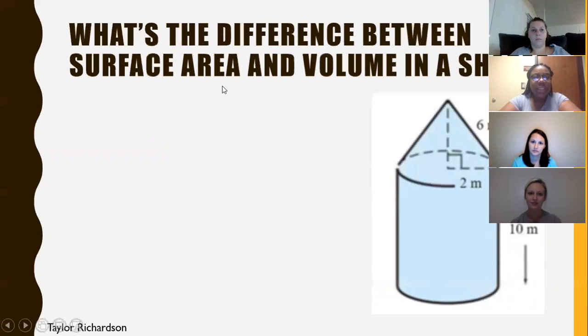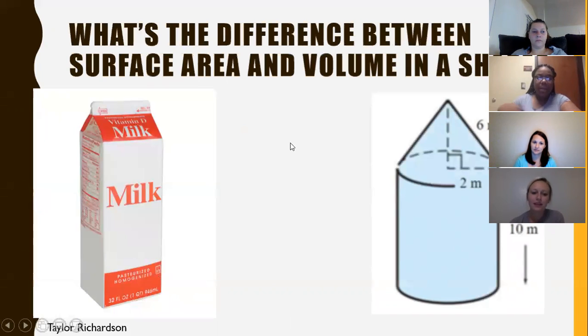Taylor, can you tell me what's the difference between surface area and volume in a shape? All this talk about volume and surface area can no doubt get confusing. That's why you want to be sure to recognize when a problem is talking about surface area versus when a problem is talking about volume. To put them into perspective, let's look at this milk carton. The surface area of the milk carton is the amount of cardboard that it takes to make the carton. And the volume is the amount of milk that the carton holds.